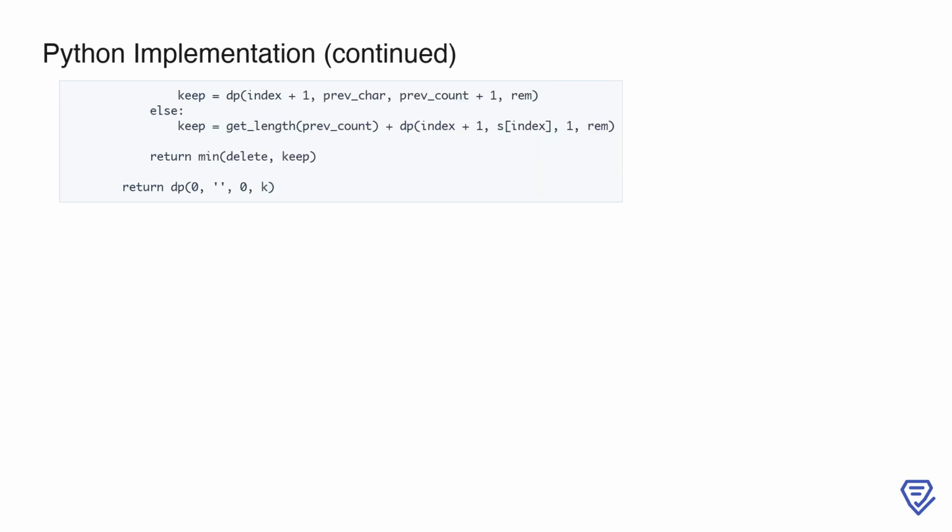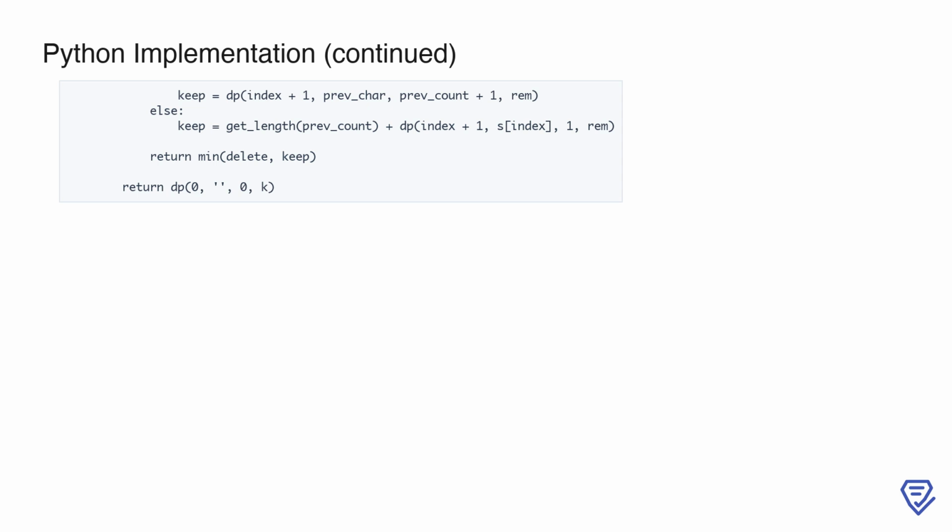In this scenario, if the current character is the same as the previous character, we choose to keep it. This means we increment the count for the previous character group and make a recursive call to dp, advancing the index, keeping the same previous character, increasing the prev_count by 1, and leaving the remaining deletions unchanged. On the other hand, if the current character is different from the previous one, we close off the previous character group by adding its compressed length, calculated using the get_length function, to the result of a recursive call.